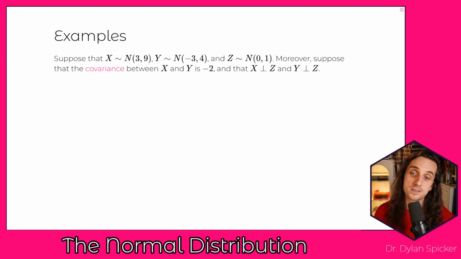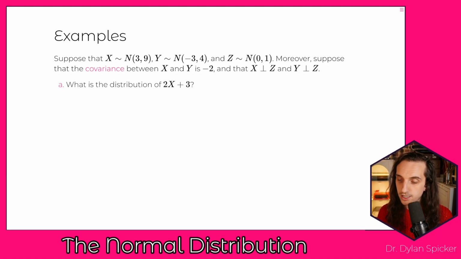So let's look at some examples here. All right, we'll take x to be a normal with a mean of 3 and a variance of 9, y to be a normal with a mean of -3 and a variance of 4, and z is a normal 0, 1. We're going to take the covariance between x and y to be -2, and then assume that x and y are both independent of z.